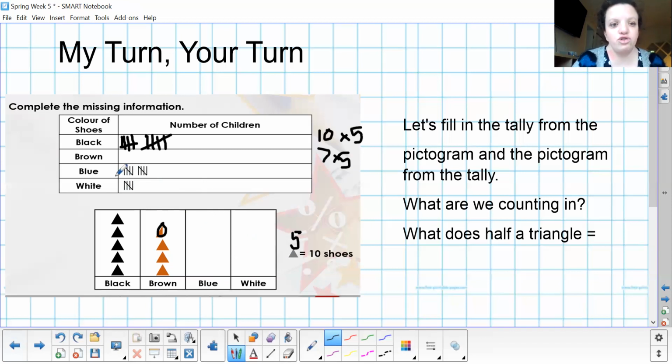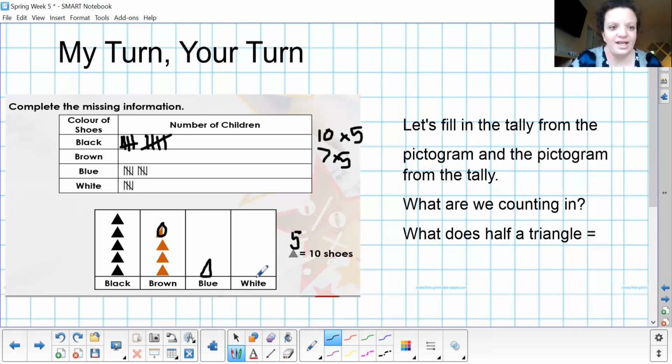So let's look at blue shoes. Let's count each of these in 5s. Let's go. 5, 10. So we've got 10 blue shoes. Oh, how many triangles do we need to use to make 10? Only 1. So let's just draw 1 triangle. There we go. And that makes 10.